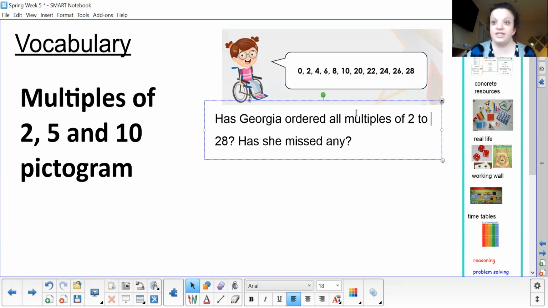So when you're counting in 2s today, just make sure that you're really, really careful how you count and you don't miss out any, and you don't start counting 5s or 10s or anything else whilst you're doing it.